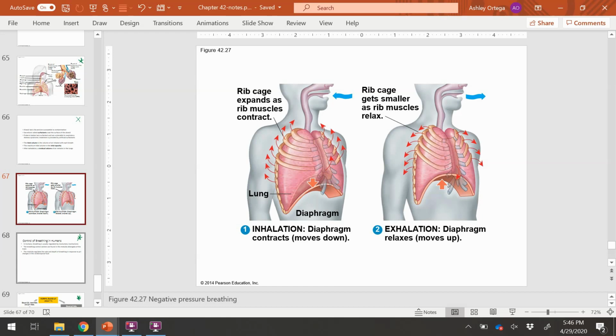And then as you exhale, the diaphragm relaxes and restores its original position upwards. The ribs move back down and move back in, and that reduces the volume in the lungs, and so that pushes the air out.